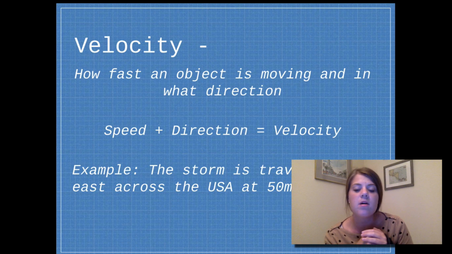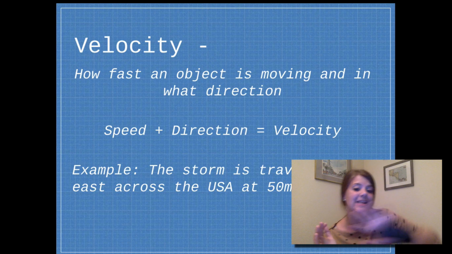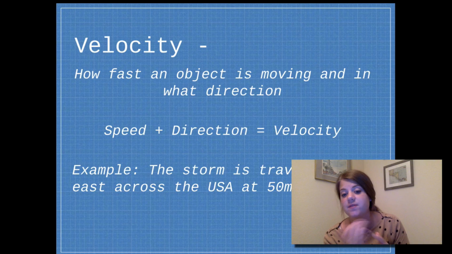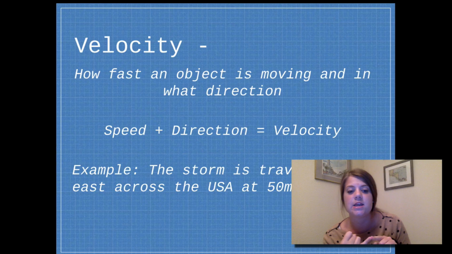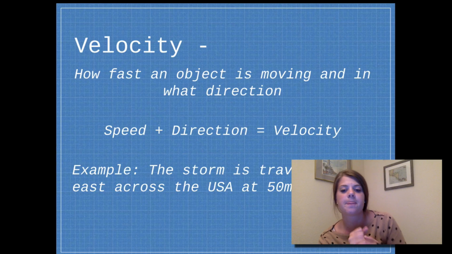A quick example: a storm is traveling east across the USA at 50 miles per hour. Okay, what is our velocity? Our speed, 50 miles per hour, plus a direction, east. So our velocity equals 50 miles per hour east.